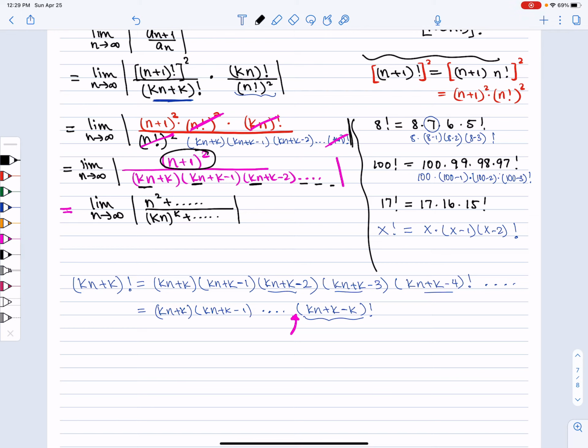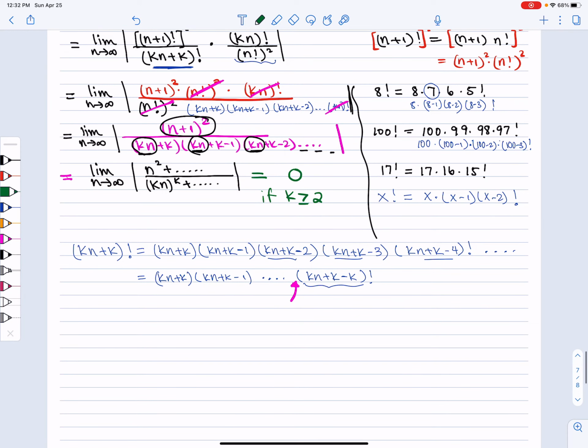Do you agree? Well, you can clearly see that the degree of the denominator is greater than the degree of the numerator. So it doesn't matter what k is, that limit will always be equal to 0 if k is greater than or equal to 2. Let's find what that really is. Let me go back.